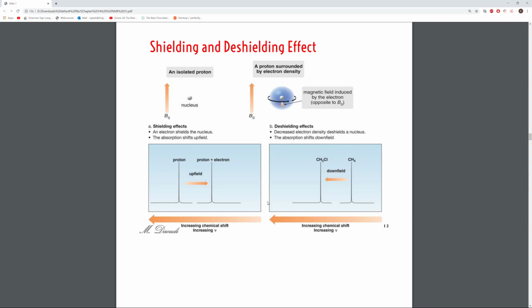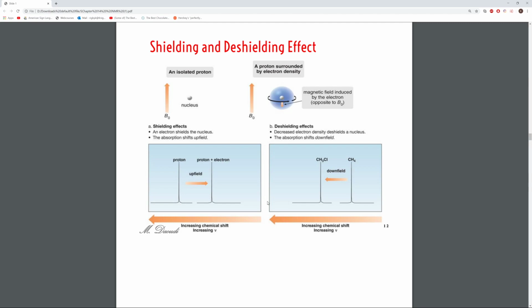When you have something shielded, that means it's going to have a lot of stuff around it. It's shielded from the magnetic energy that it's being bombarded by. So when it's shielded, it's going to shift upfield because it's going to be less affected by the NMR, so it's going to have lower numbers. And remember, the NMR graph goes from greatest to least from left to right. So when we are shielded, we're being shifted upfield to lower numbers.